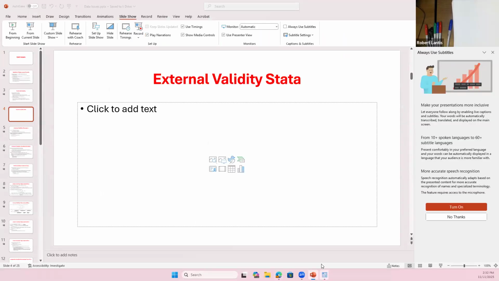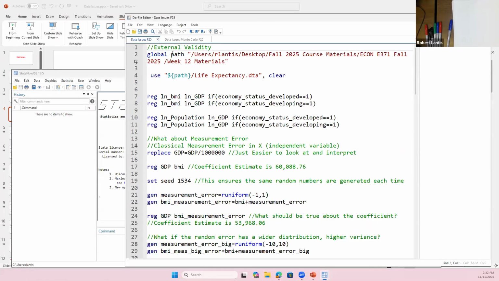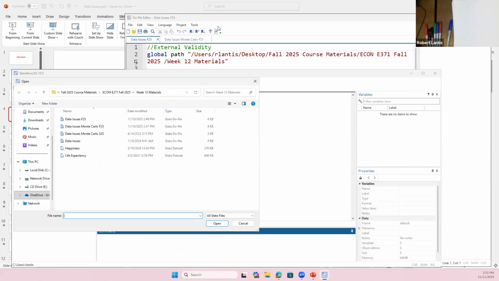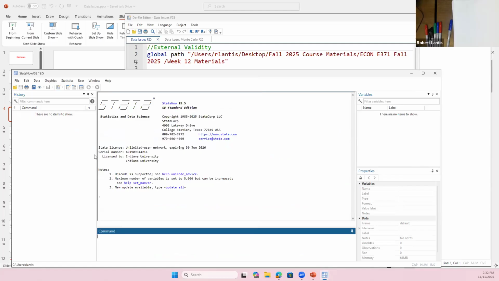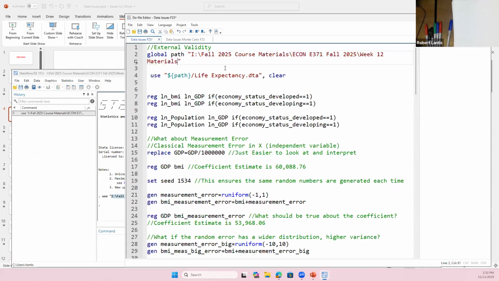So another example, a simple way of thinking about this: here I got to make sure I have it set to my desktop, so we'll go to File, Open. I've got the data set I'm looking at here. I think life expectancy. Let me make sure, for the remainder of today's class, I've got my global path set correct. I'm going to open that life expectancy data.